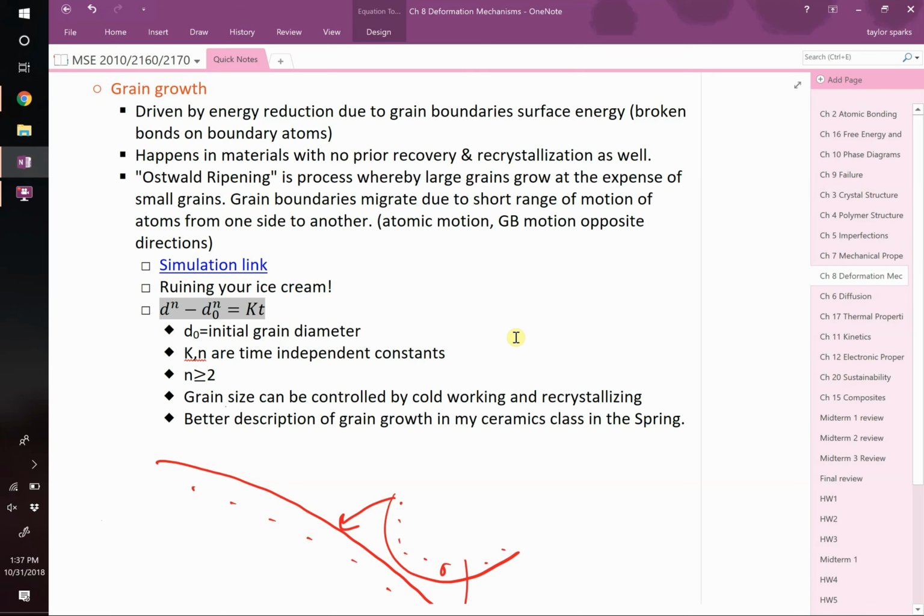So obviously k and n are time independent, but they will definitely depend on temperature, right? If you hold something for 5 hours at room temperature, the grains won't grow very much. But if you heat that thing up at an elevated temperature, it could grow a bunch. So k and n depend on temperature.